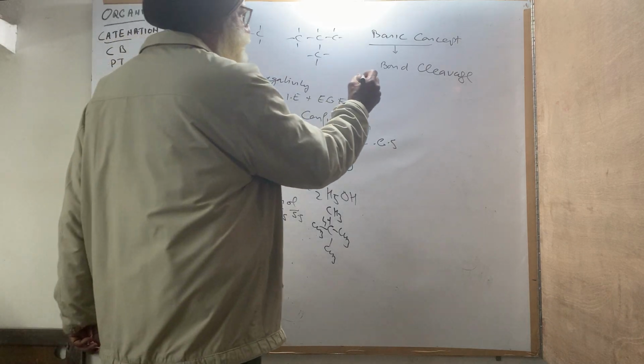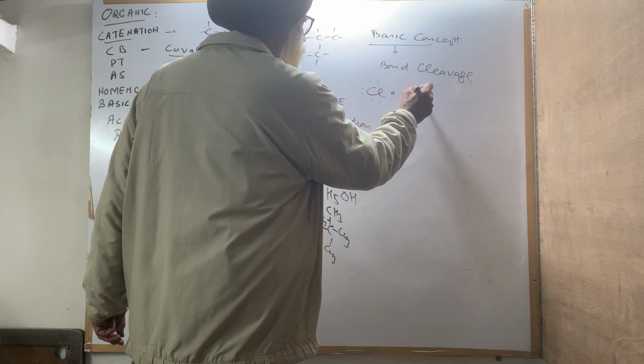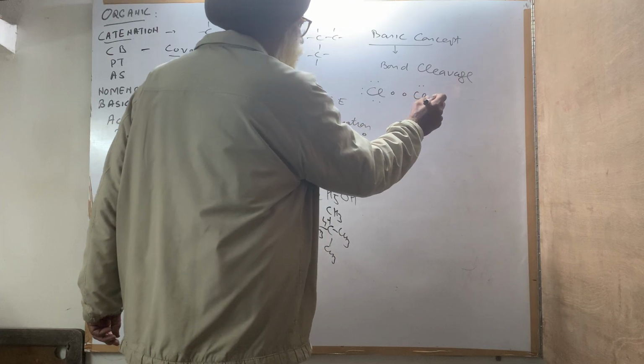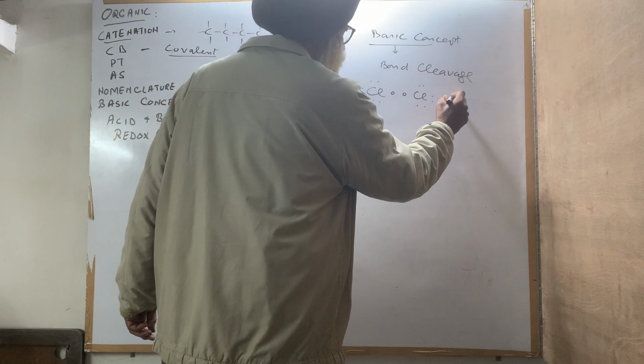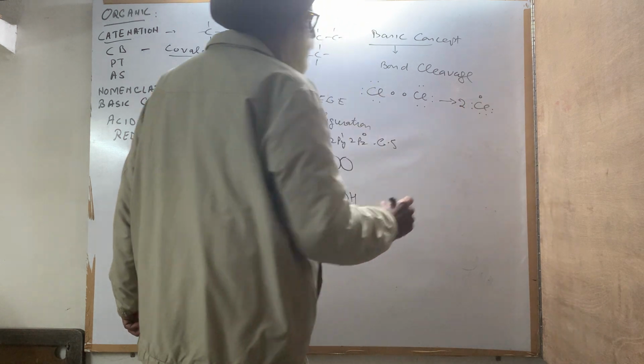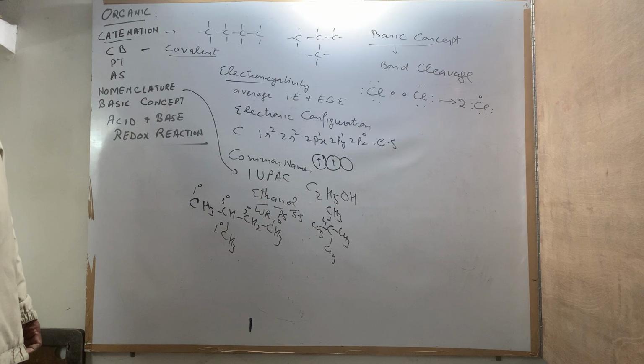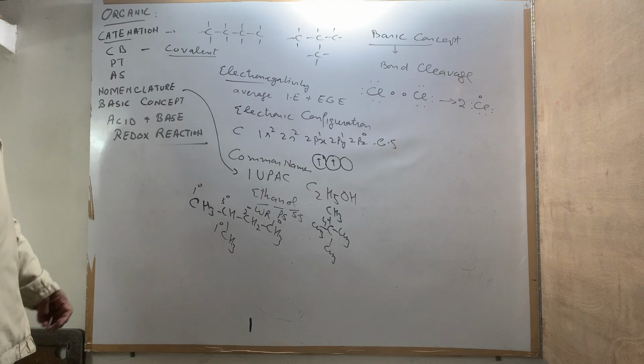For example, here, this is symmetrical cleavage. Each chlorine has separated, taken its share of the bonded pair of electrons. So this is symmetrical cleavage, homolytic fission, or what they call homolysis. So this is the first type of cleavage.